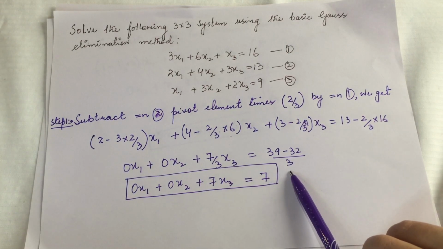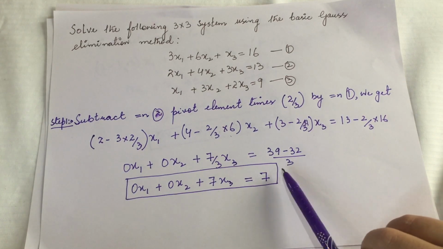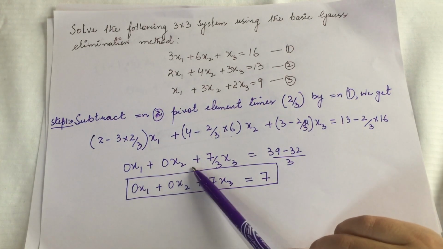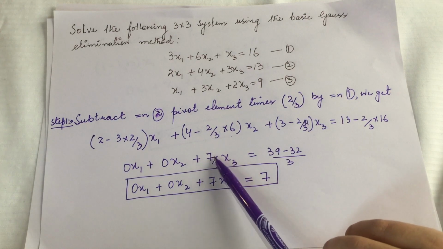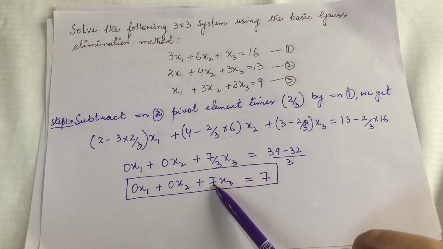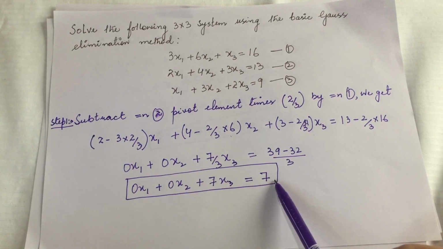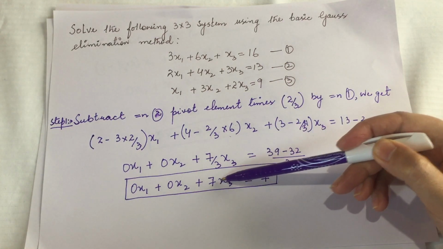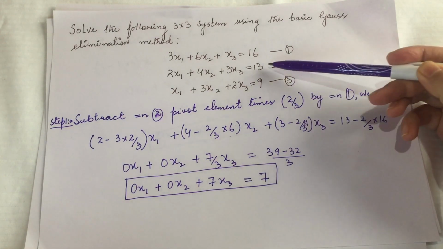If we solve it further, you see this term and this term are equivalent to 0, so we are left with only one term on the left hand side. The 3 and 3 will get cancelled, and we will be left with 7x3 is equal to 7. Therefore the second equation is now equivalent to 7x3 is equal to 7.